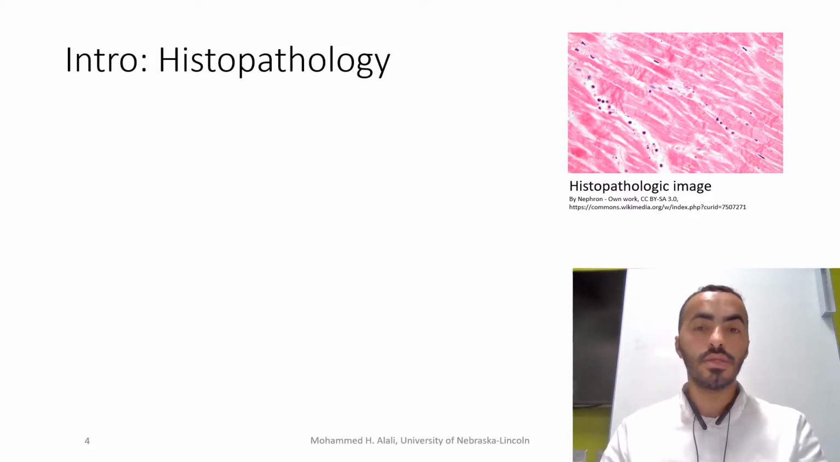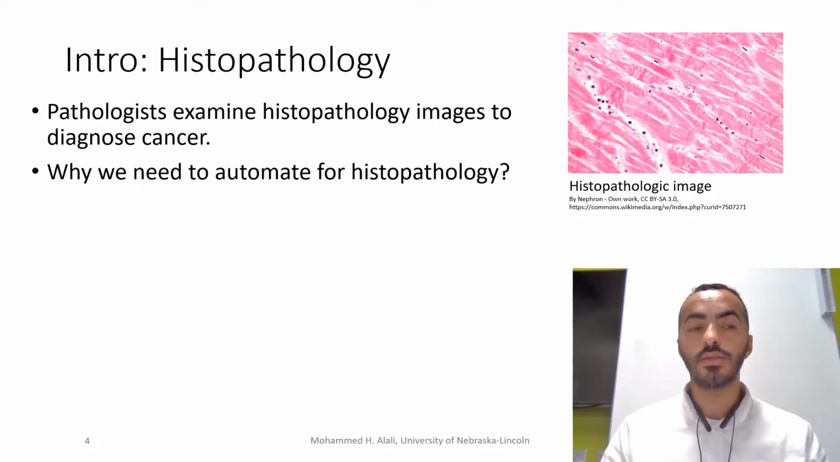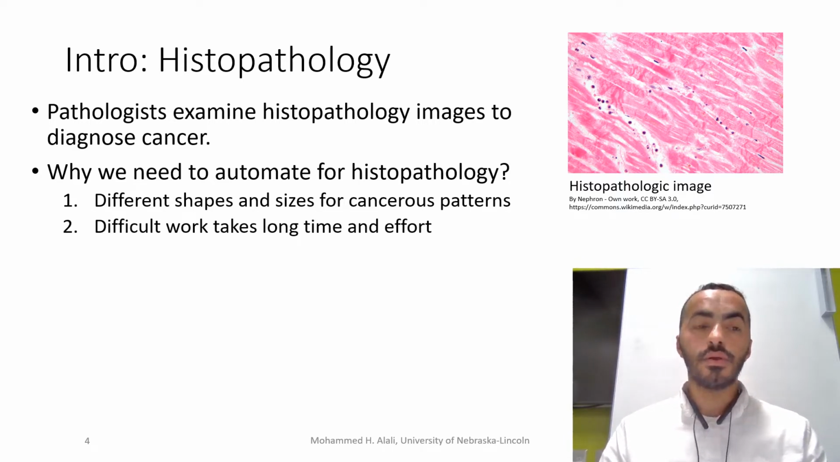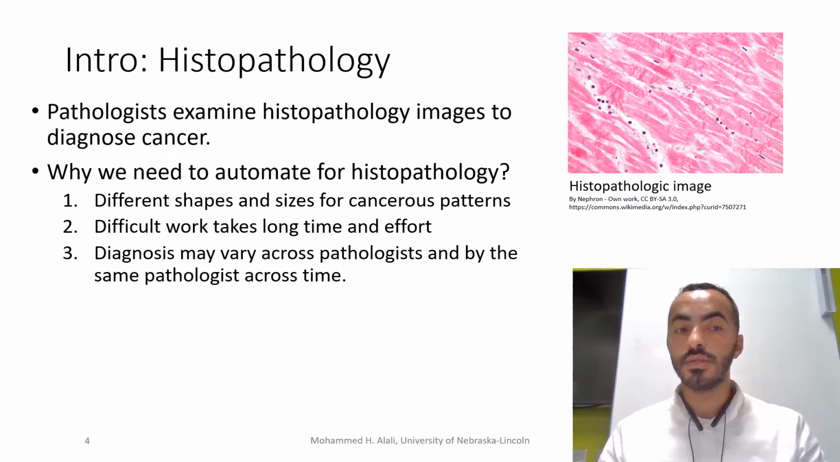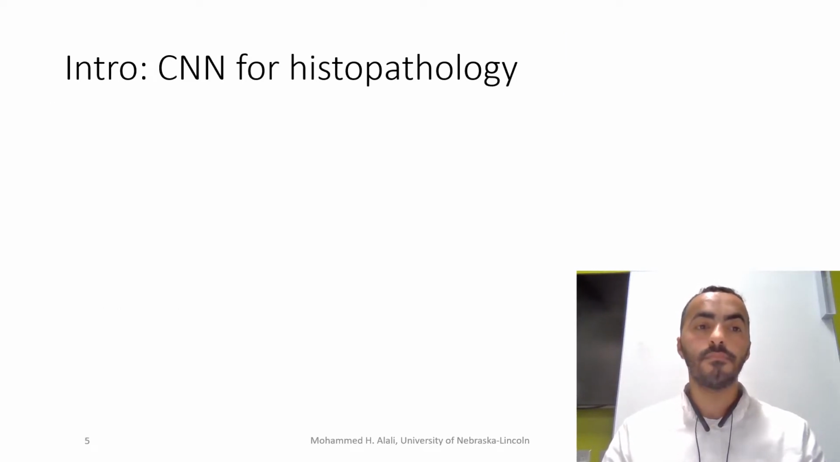Histopathology. This is an example of a histopathologic image. In histopathology, pathologists examine these kinds of images to diagnose cancer. But why do we need to automate the process in histopathology? Because the shapes and sizes of the cancerous patterns are different. The work is difficult and takes long time and effort from pathologists. The diagnosis may vary across pathologists and by the same pathologist across time. The availability of pathologists is limited and expensive. So that's why we need to automate the process.